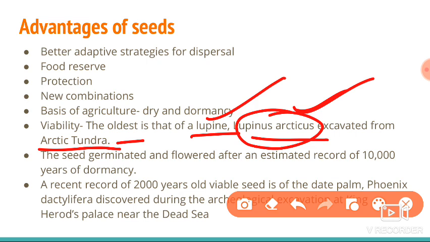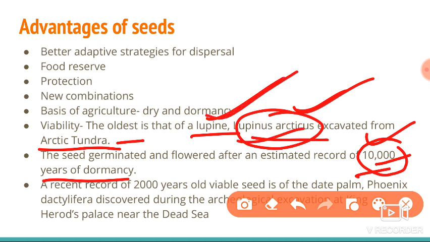And this seed can grow after 10,000 years. The viability of the seed is about 10,000 years. Imagine that, 10,000 years of dormancy. It will not do any metabolic activities for up to 10,000 years, but when it gets favorable conditions, at that time it is able to germinate. The name of the plant is lupin, Lupinus arcticus.